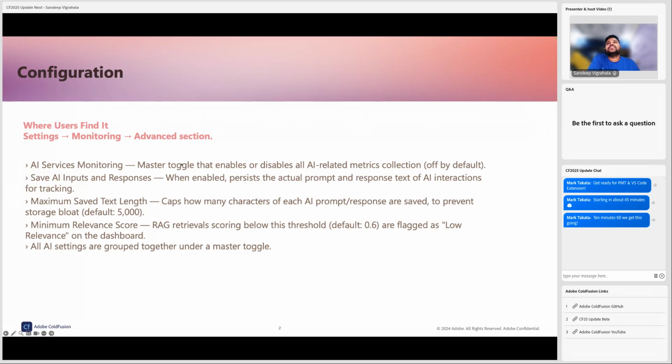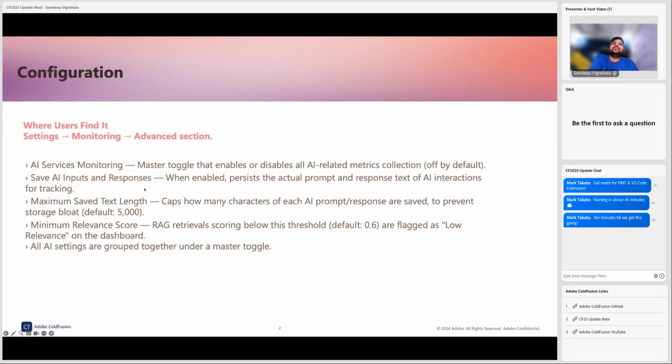So we have one master toggle, which is AI services monitoring, to collect all the AI related metrics. This is by default off. It's by default off, but you have to opt in, and it will enable all the AI services monitoring. Then you have another flag under AI services monitoring, which will save inputs and responses.